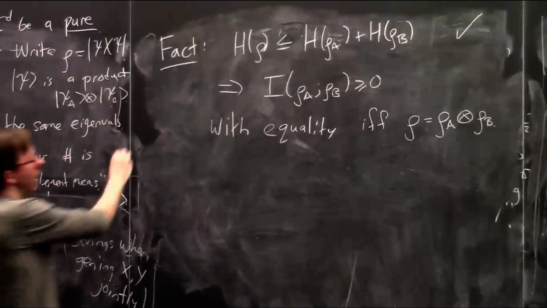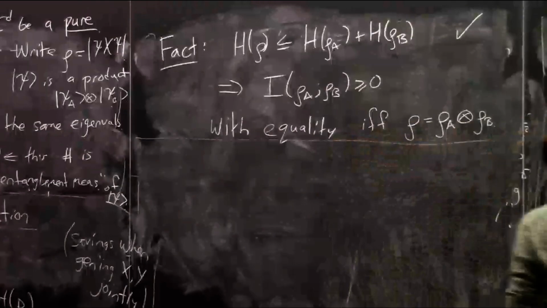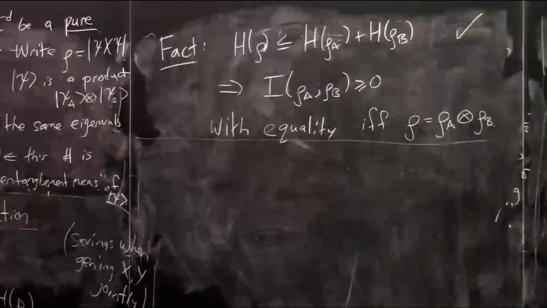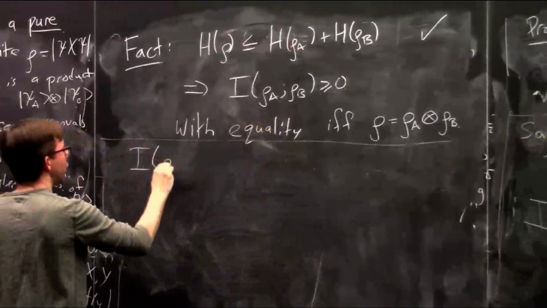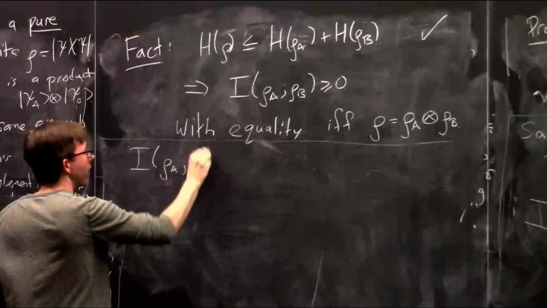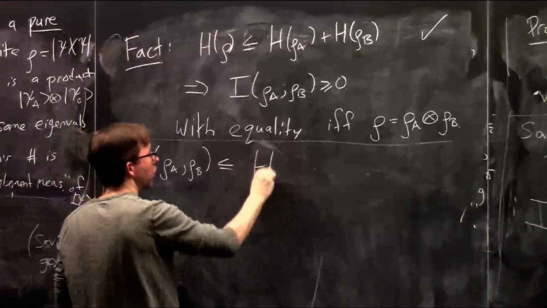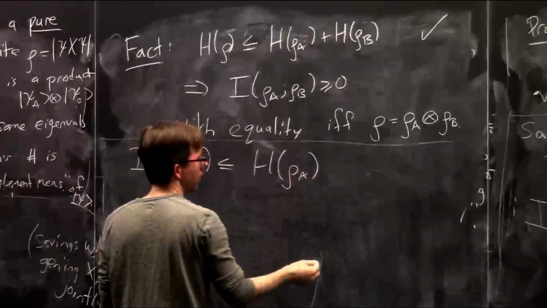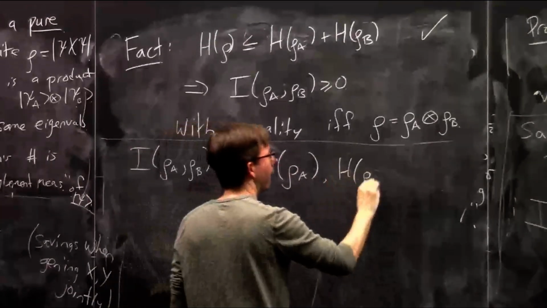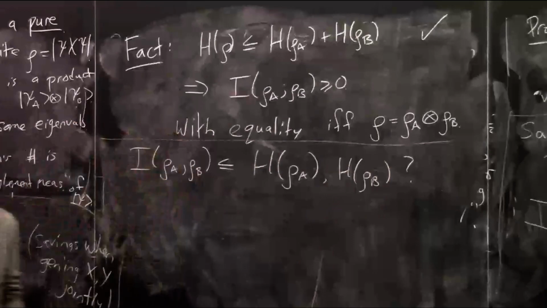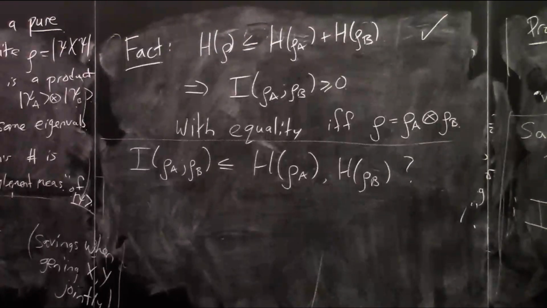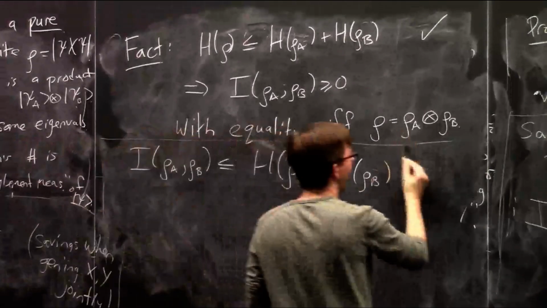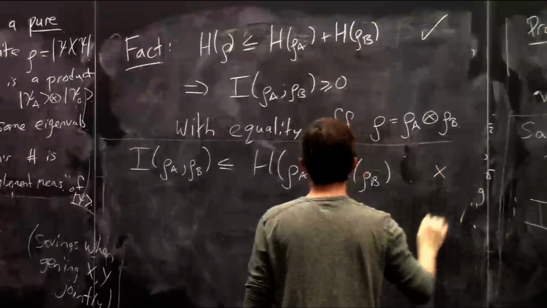Okay, so you're like, all right, that's good. Now, what about this one? This one we got, thank goodness. What about this one? Is it true that the mutual information between two halves is bounded by the von Neumann entropy of one part? What do you think about that? That directly follows from the fact that star is wrong, so this should be wrong as well. Right. It directly follows from the fact that star is wrong. So this is not true.